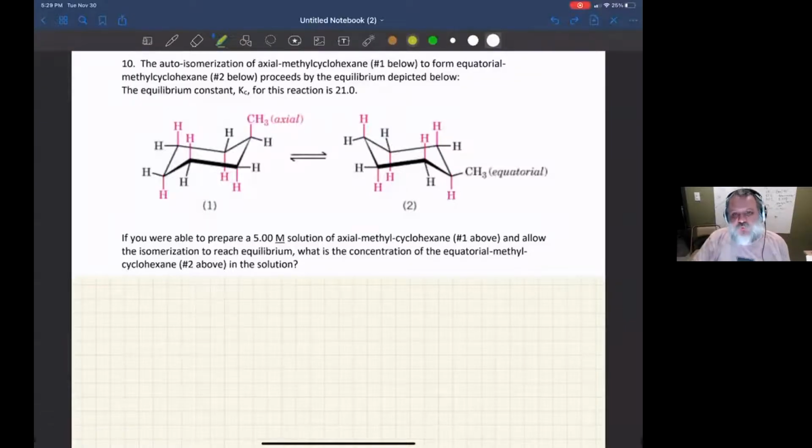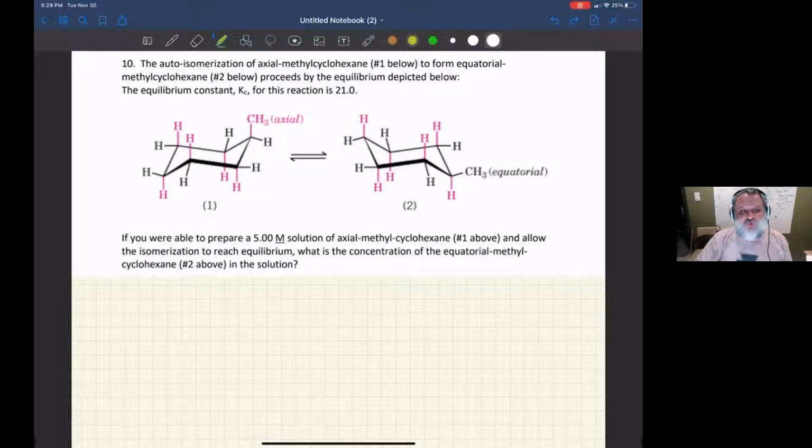Oh, I love this question. The reason I love this question is because it looks really complicated, but it's not. At the heart of this question, it's just equilibrium, and it gives you all of the information that you need in order to sort this out.